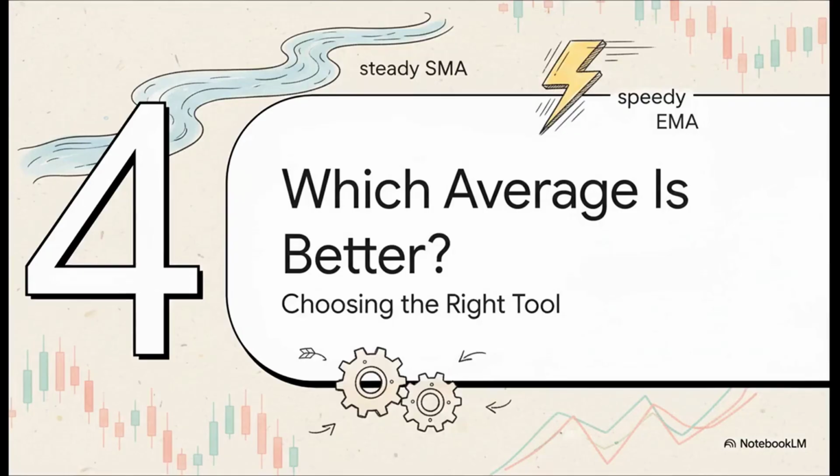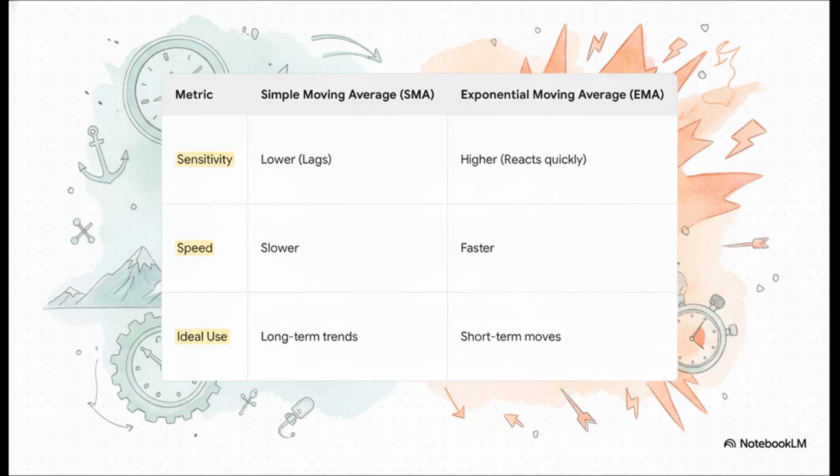All right, so this brings us to the main event. Which one is better, SMA or EMA? Well, the truth is, it's not about which one is better overall, but which one is the right tool for your strategy. And this chart breaks it down perfectly. The SMA is less sensitive, which means it lags, but that also means it's great for identifying those big, long-term trends. It smooths everything out. The EMA, on the other hand, is way faster and more sensitive. It's awesome for catching short-term moves, but it can also give you a lot of false signals when the market isn't really going anywhere. It's a classic trade-off, speed versus stability.